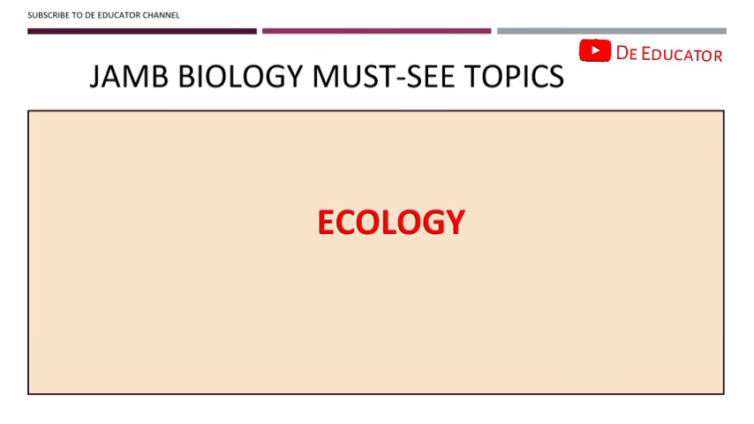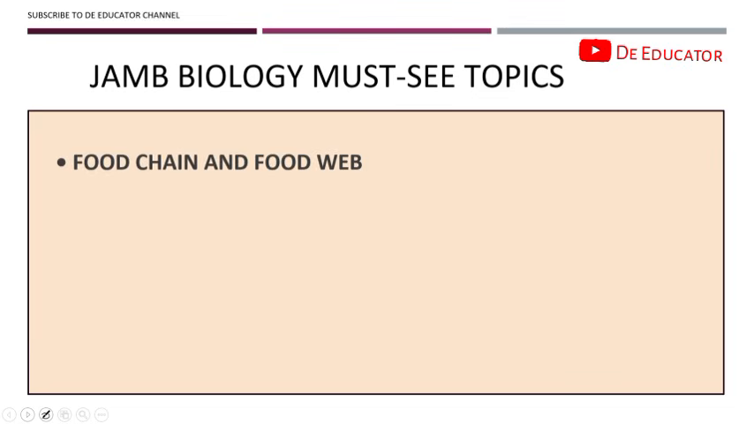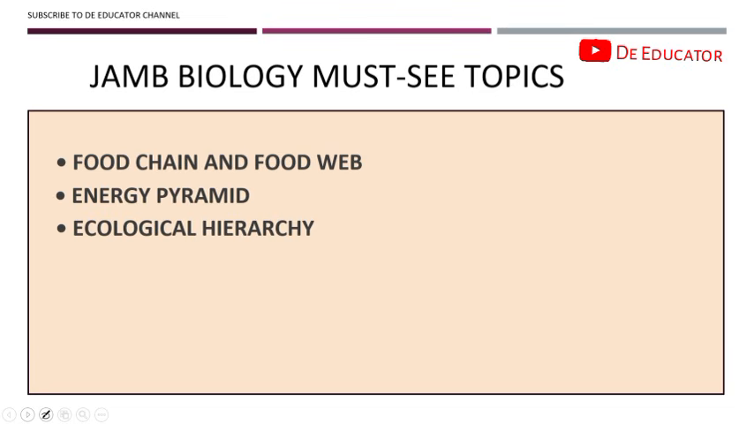All right. The next one, under this ecology, you'll be coming across food chain and food web. Another thing is energy pyramid, then ecological hierarchy. You should know the ecological hierarchy from species, individual species to population, from population to community, all those things. Then you have your biosphere, which is the last. Then you have ecosystem, biome, all those things. Those are the ecological hierarchy. You should take note of them.